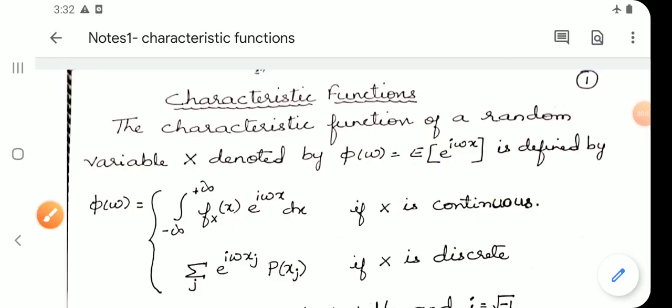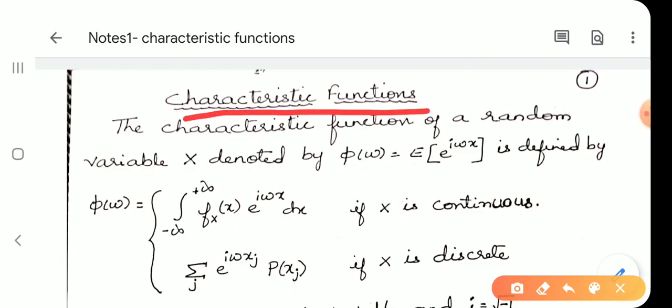Hello students, today in this video let us learn about characteristic functions. The characteristic function of a random variable X is denoted by phi of omega. That is, phi of omega is equal to the expectation of e to the power i omega X.